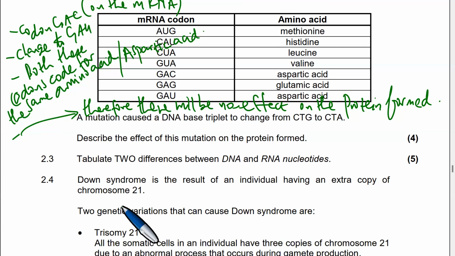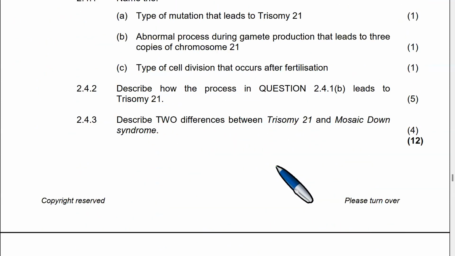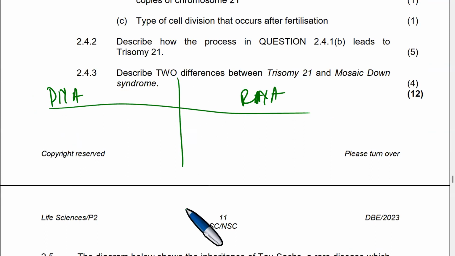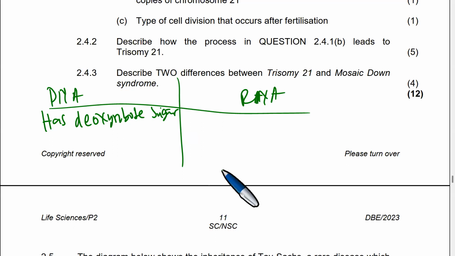Tabulate two differences between DNA and RNA nucleotides. What is the difference between DNA and RNA nucleotides? So I'm just going to do it here. DNA, RNA. What is the difference? DNA has what that the other one does not have, because we're looking for differences. Double helix. Yes, you're on point. This DNA has the deoxyribose sugar. This one does not have deoxyribose sugar, but it has ribose sugar. RNA has ribose sugar.